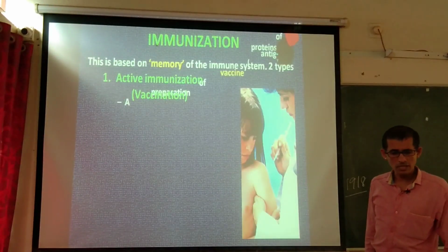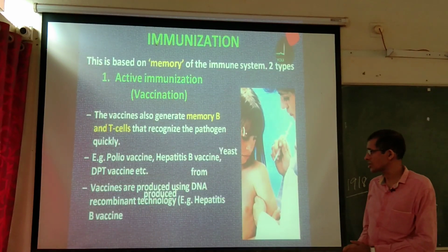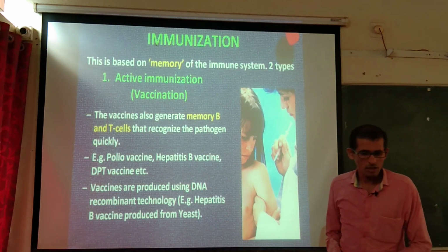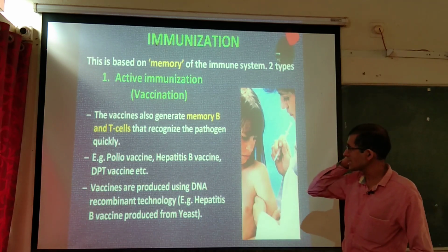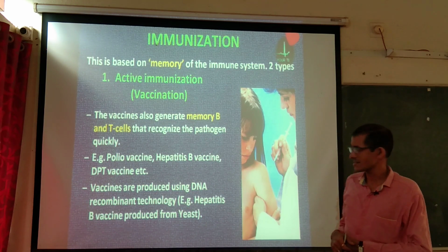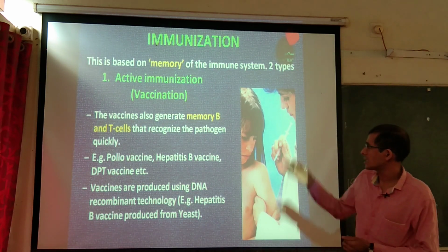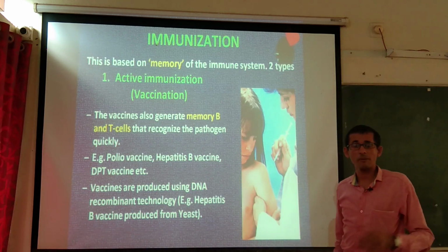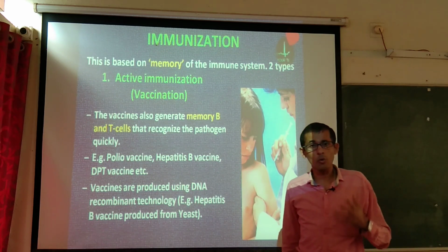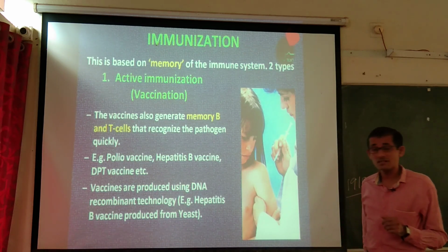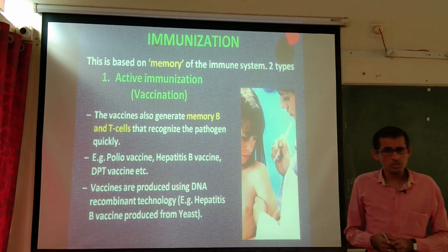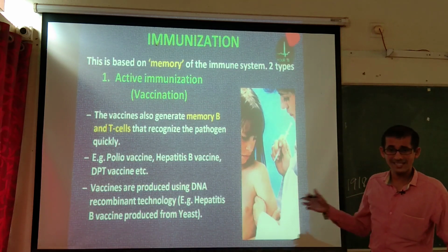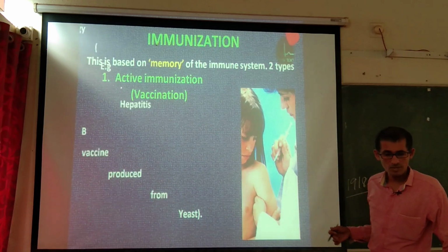Then immunization, what is meant by immunization? In that there are two types, active immunization and passive immunization. Under active immunization, vaccination is given. Polio vaccine, hepatitis B vaccine and DPT vaccines are given under active immunization, and nowadays recombinant DNA technology, the applied part of biotechnology, plays an important role in the production of these vaccines at a higher rate and higher magnitude in bioreactors for industrial application in the biomedical industries.